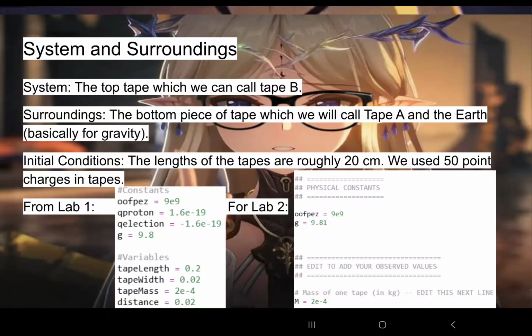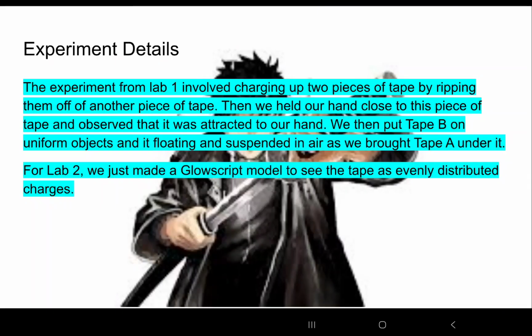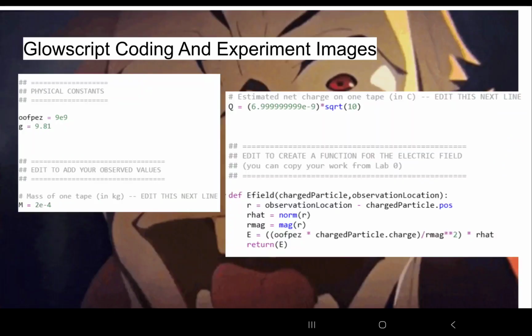For gravity, our initial conditions are roughly the same as Lab 1, where the dimensions of the tape are the same, but this time we want to model the tapes with 50 point charges in each of them. To refresh you on the experiment in Lab 1, we charged up two pieces of tape by ripping them off of another piece of tape, and then we observed the interactions of those pieces of tape with our hands and with each other. For Lab 2, we only have a GlowScript model.